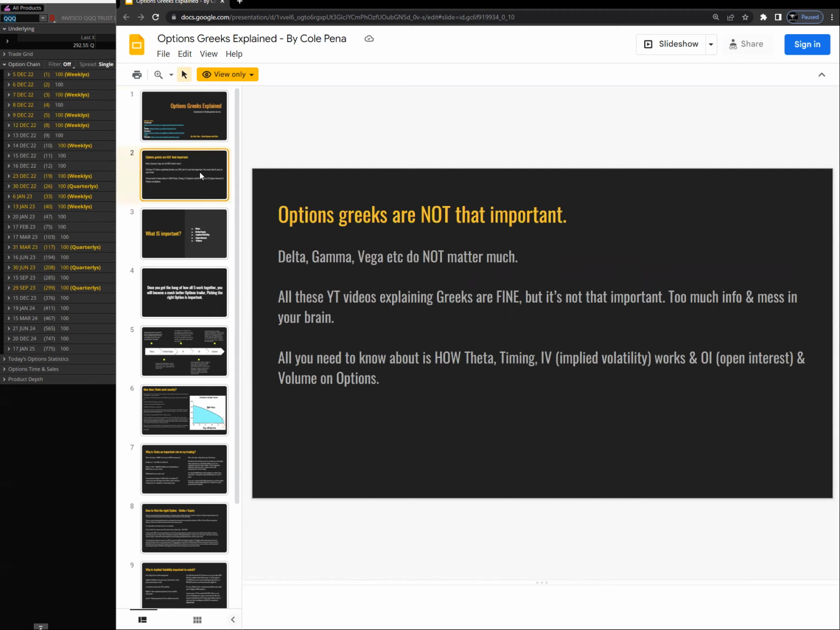So right here, on the first slide, you have: options Greeks are not that important. Beta, gamma, delta, and all that. If you are someone that's really into options trading and wants to pay attention to their numbers on their strike, their expiration, go for it. But for me and many others, it really does not matter. What matters most is right here: all you need to know about how theta works, timing, IV, which is implied volatility, open interest, and volume on options.